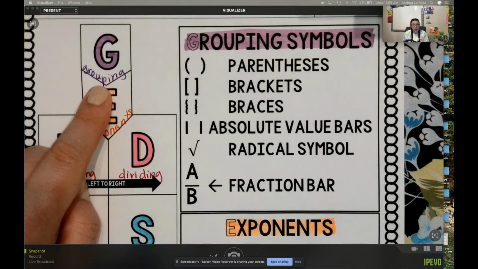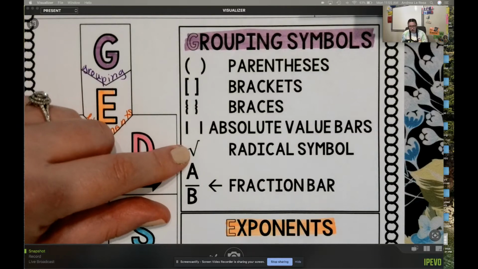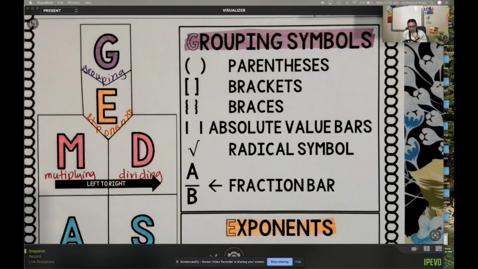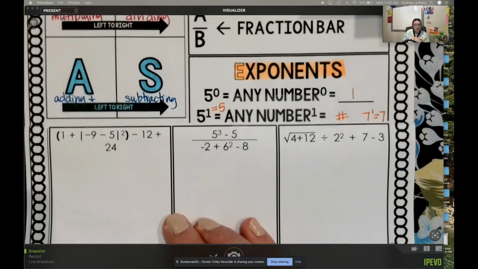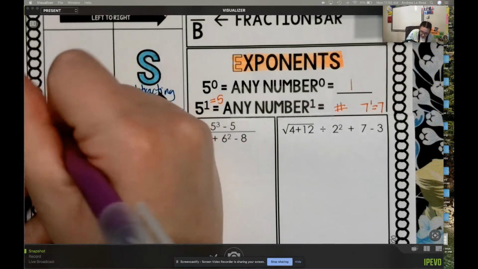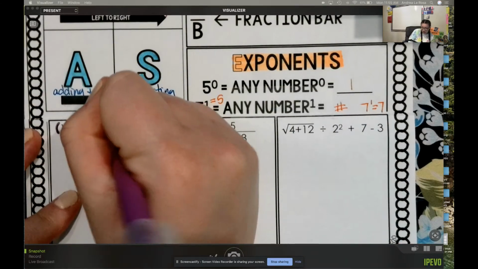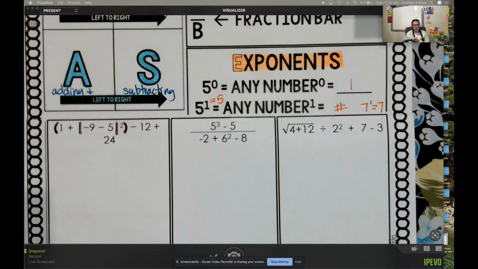So remember, first we have our grouping, that G. We have parentheses, brackets, braces, absolute value, the radical symbol or square root sign, and fraction bars for grouping. Do I have grouping here? Darn tootin' I do. I have grouping with parentheses and my absolute value signs. How do I know which one to do first? I want to work from the inside out when I'm working with multiple sets of grouping symbols.